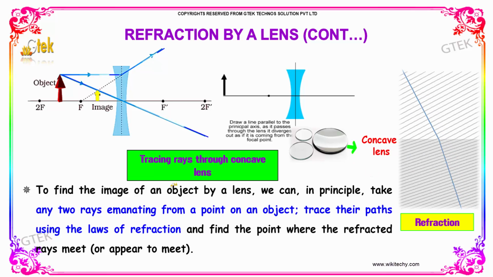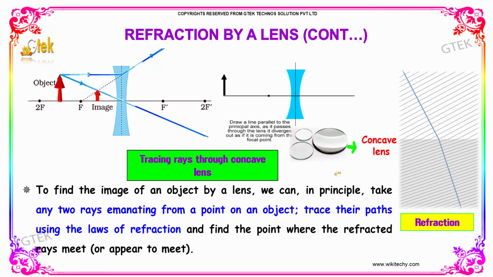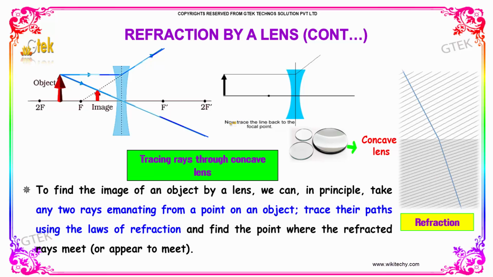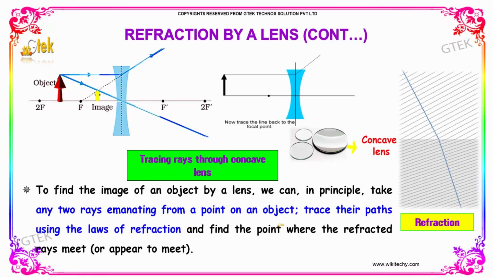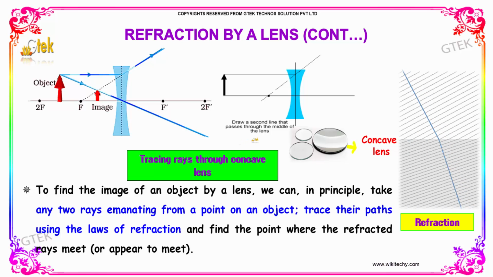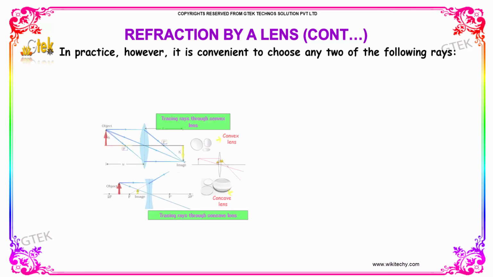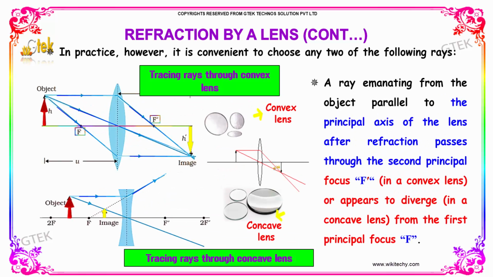In order to find the image of an object by a lens, we can in principle take any two rays emanating from a point on an object, trace their paths using the laws of refraction, and find the point where the refracted rays meet. In practice, however, it is convenient to choose any two of the following rays.